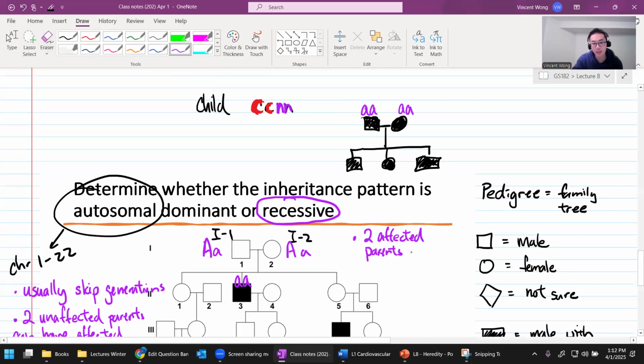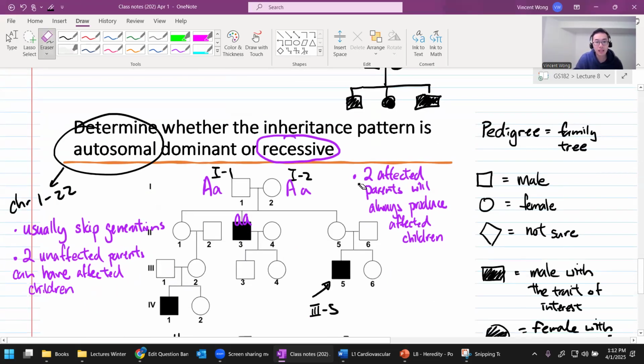So two affected parents will always produce affected children. Remember the first time I taught you this, I was joking: if you really like a recessive trait and you want your whole family to have it, you have to find someone who also has that. If you like dimples, which is recessive, then you find someone who has dimples, and the whole family is going to have dimples. If both parents have the trait, then all of the children are going to have the trait.